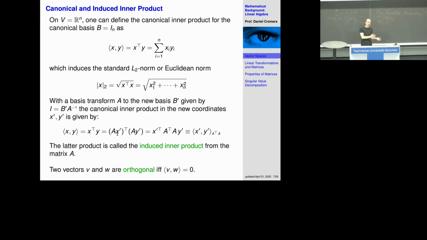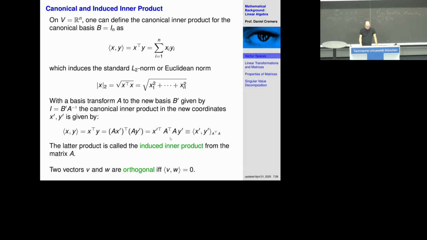So if I switch the bases, then I just have to modify my inner product with this matrix A transpose A, where A is the basis transform. And this latter product here is called the induced inner product from the matrix A. So once I apply a basis transform with a matrix A, this induces that inner product, and sometimes it's just written like this, x prime times y prime, and then as a sub-index here, A transpose A, it means you put the matrix A transpose A in between.